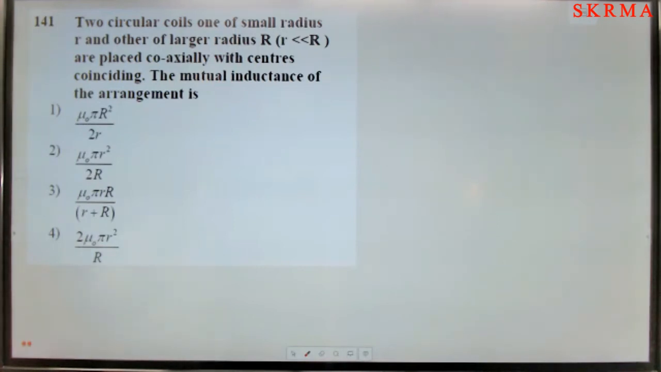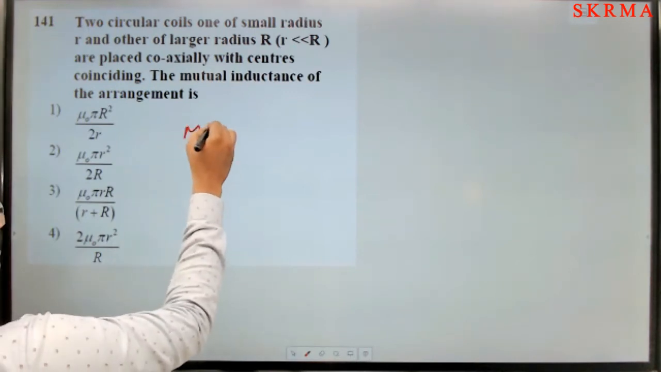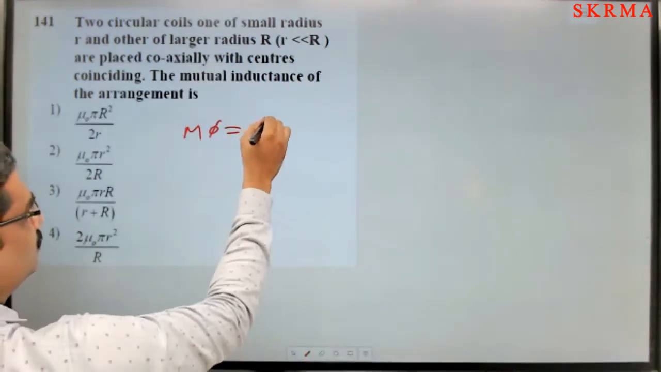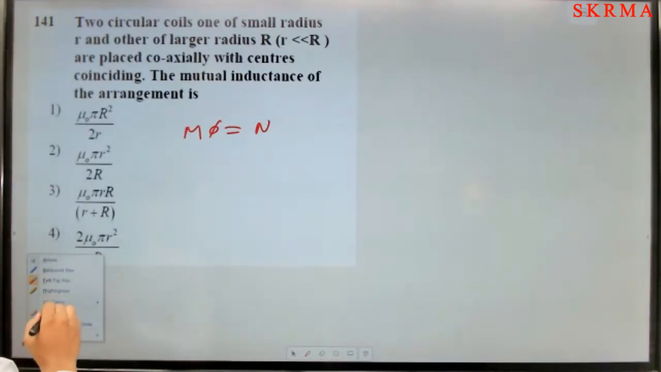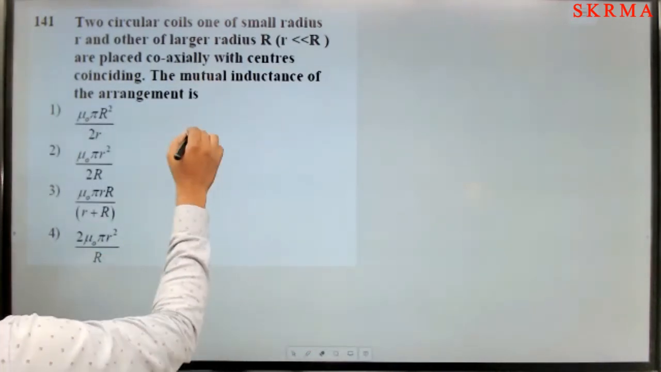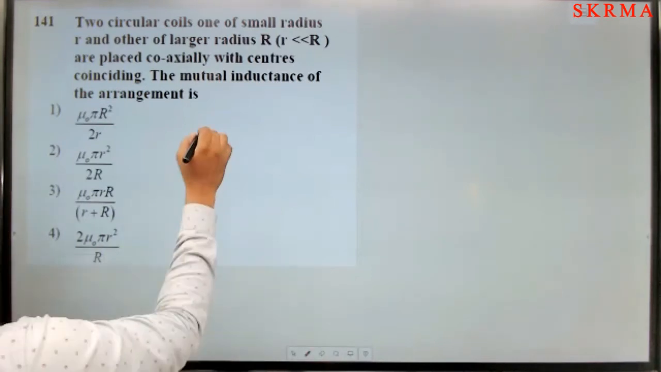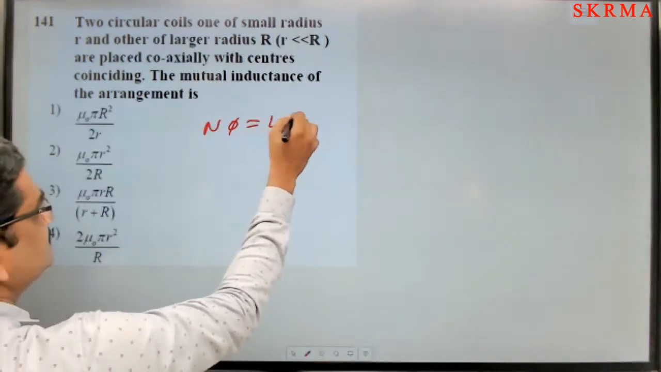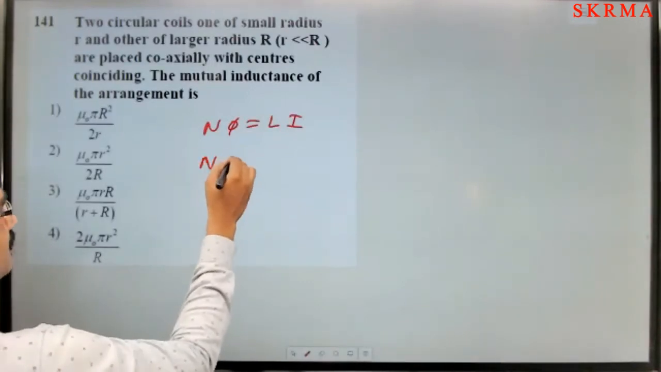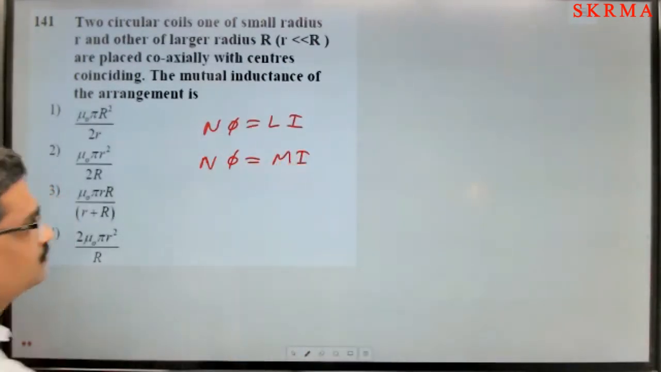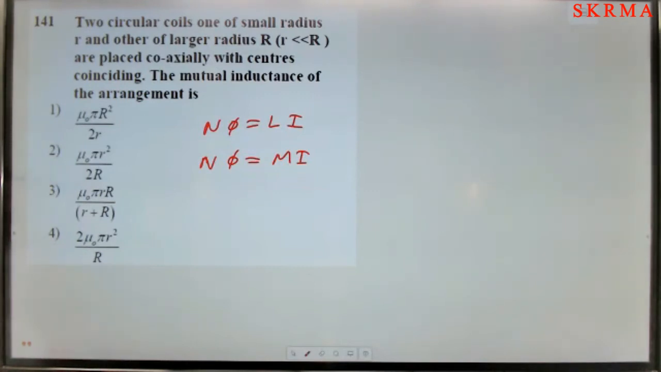Next, two circular coils, one of small radius r, the other of large radius capital R, are placed coaxially with centers coinciding. Then the mutual induction: N phi equal to M into I. N phi equal to L I is for self induction. So similarly for mutual induction also, N into phi equal to M into I.